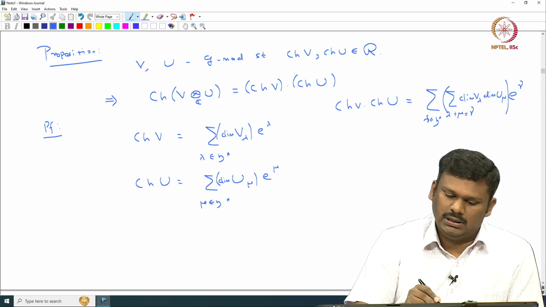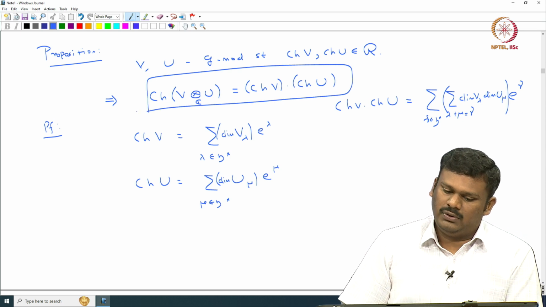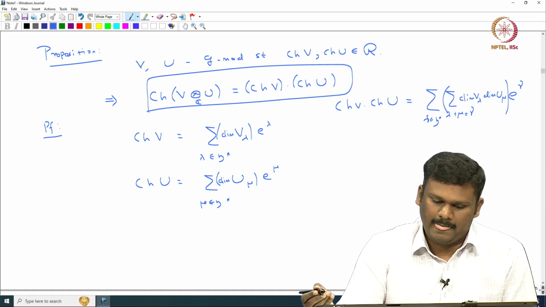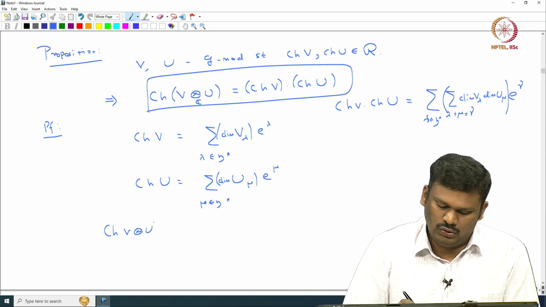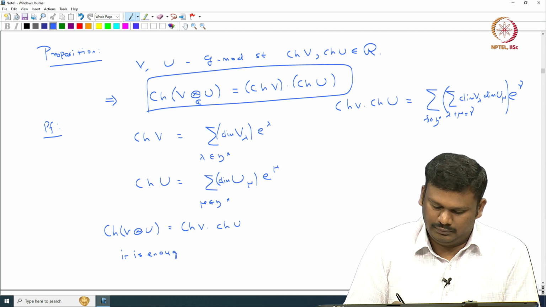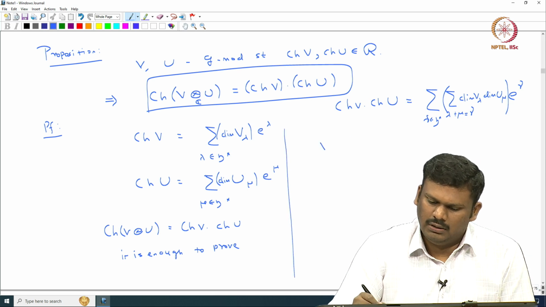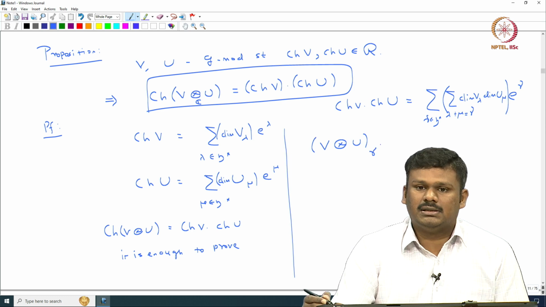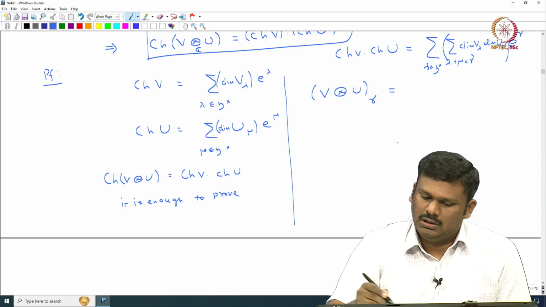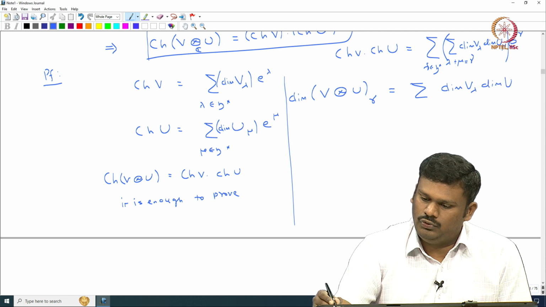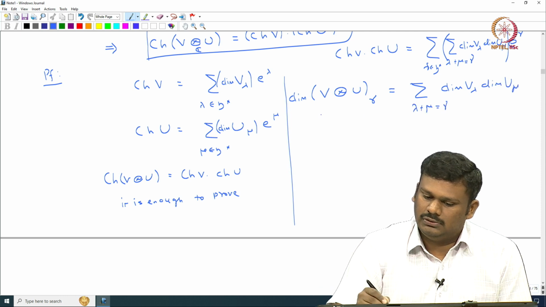If you want to prove this is indeed true, it is enough to prove that if you look at the gamma weight space, then the numbers match, or the coefficients match, on both sides. So, to prove that the character of V tensor U is the same as the character of V times the character of U, it is enough to prove the following. Look at V tensor U, the gamma weight space. You need to prove that the dimension of this is the same as the summation of dimension V_lambda times dimension U_mu, where lambda plus mu equals gamma. So, this is what we need to prove.